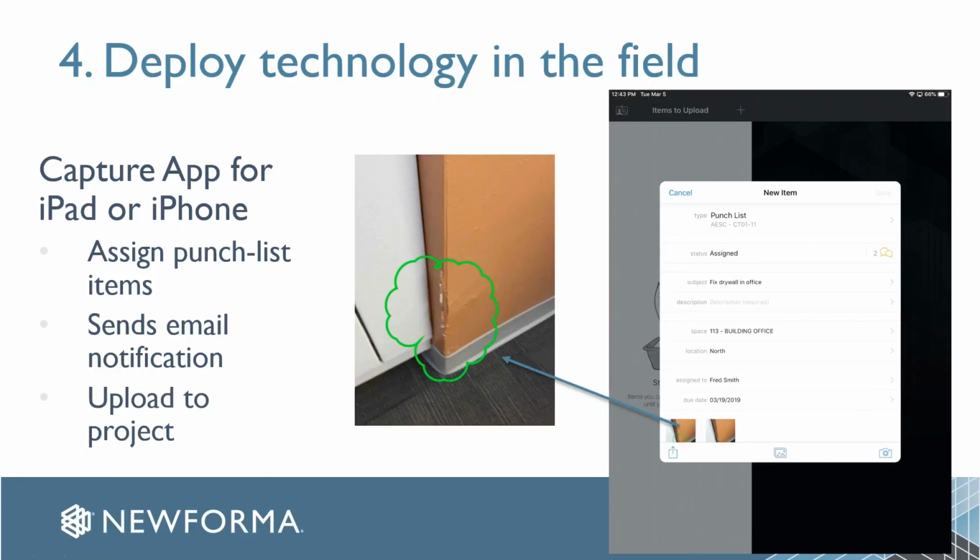So the Capture app lets you, as you're out in the field, say you see this damaged drywall and you need to get that fixed and create a punch list item for it. You can snap a picture on site, and the Capture app is going to let you create that punch list item, and you associate it with the correct project.